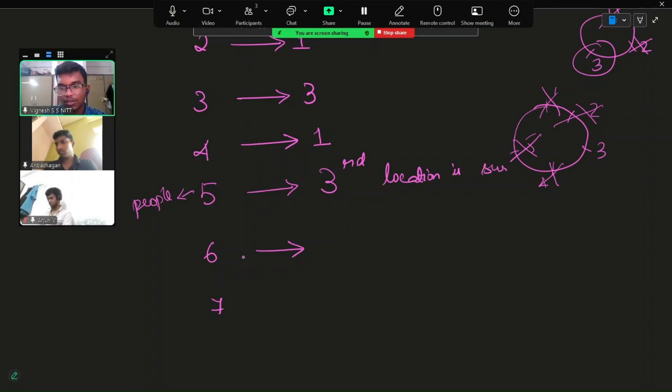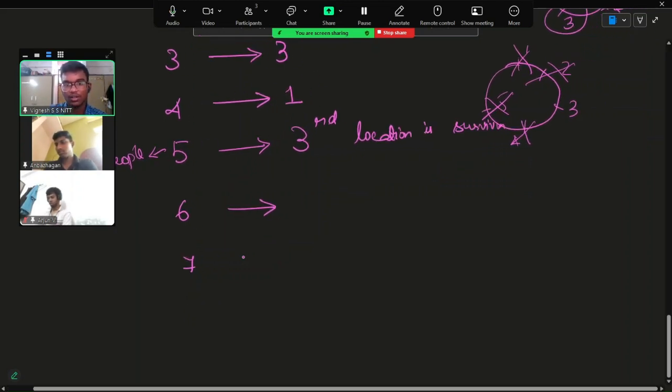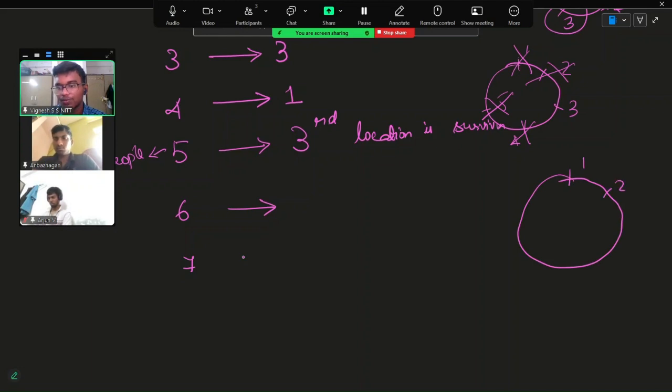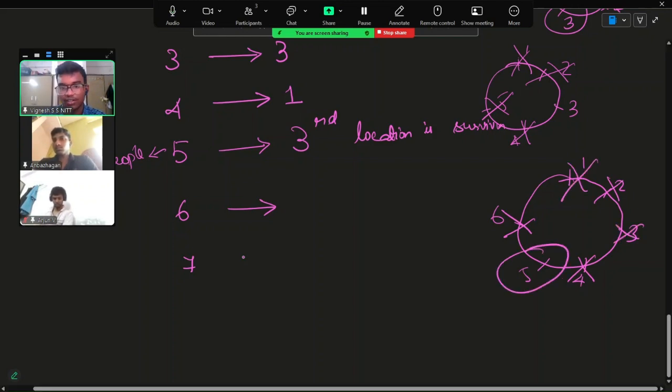We'll go step by step slowly. If you have any doubts, you can let me know. For 6 people: 1, 2, 3, 4, 5, 6. 1 will kill 2, 3 will kill 4, 5 will kill 6. Then 1 will again kill 3, and 5 will kill 1. So 5 is the survivor. Understandable, Anbalagan and Arjun?